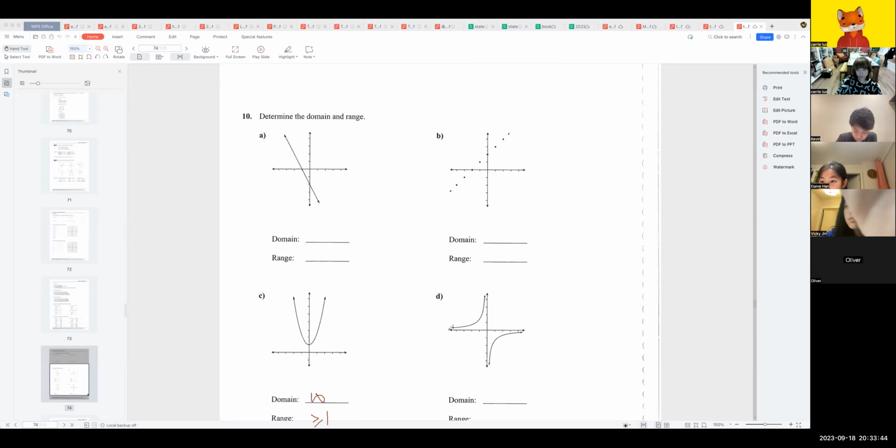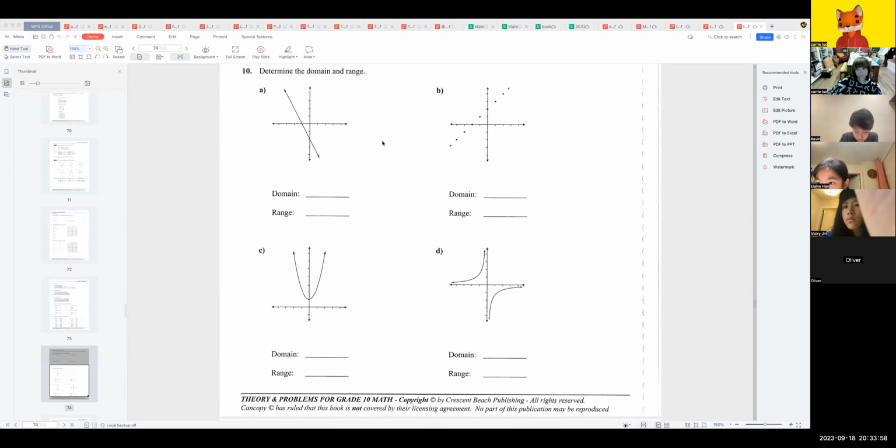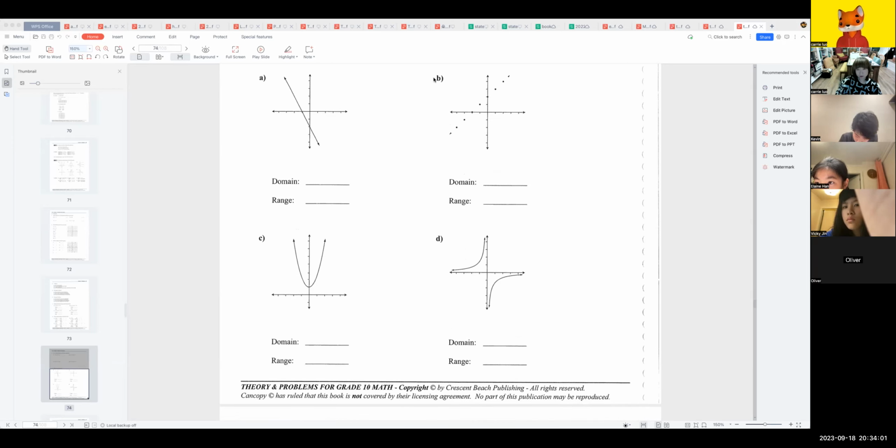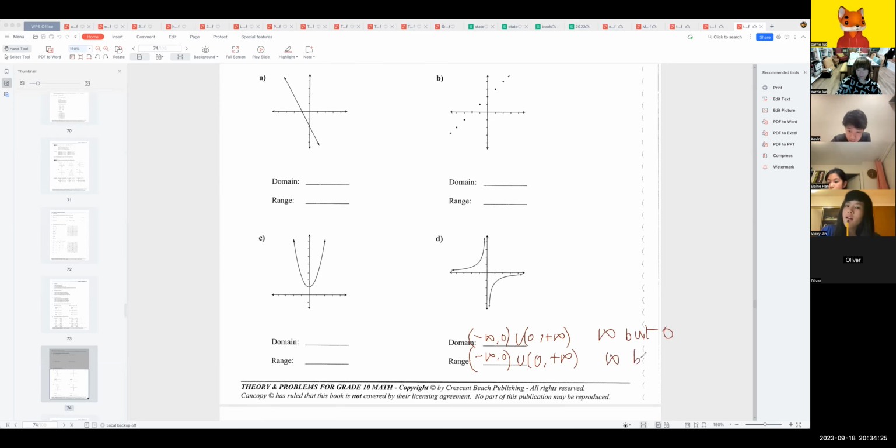For this domain, x obviously can cover everything, right? It's unlimited, and the range is also unlimited. It covers everything. But x doesn't cover 0. They won't touch it. So it should be negative unlimited to 0 and 0 to positive unlimited. You're right. And y is the same thing. Negative unlimited to 0 and 0 to positive unlimited. So you can say everything but 0.